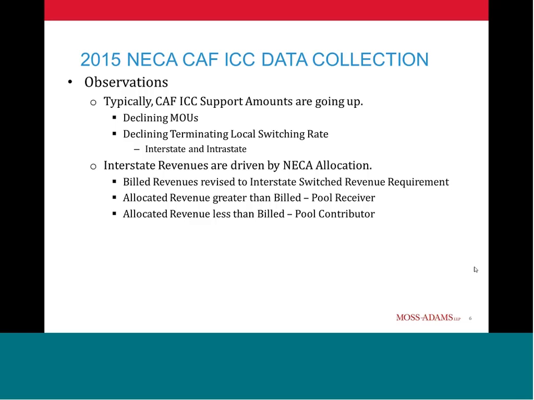July 1st, 2016, the rate will become the .0005. Then it starts another 3-year transition to get to .0007 on July 1st, 2019. And then on July 1st, 2020, that terminating local switching rate goes to 0. And that's for both the interstate and intrastate jurisdictions.